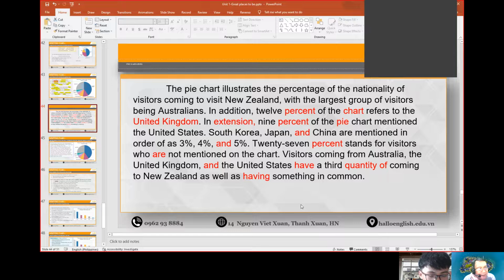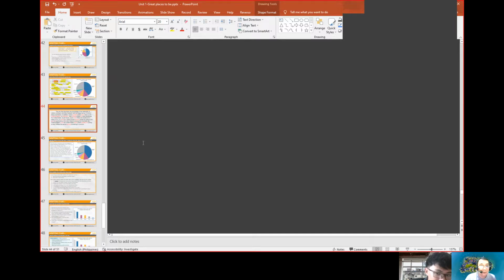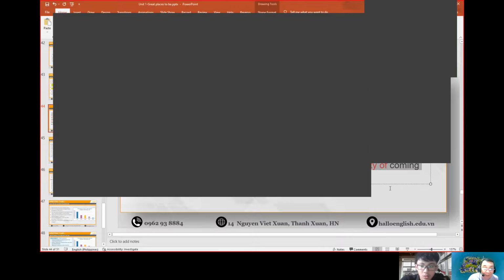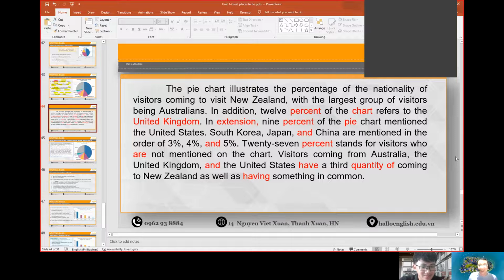No, I don't think we should use as again. We do not use as here. So I have to omit this. Remove. So in the order now, look at this one. South Korea, Japan, and China are mentioned in the order of 3%, 4%, and 5%. Okay, so is there more to correct? No more. Okay, very good. So you can write a very good interpretation, Koi.